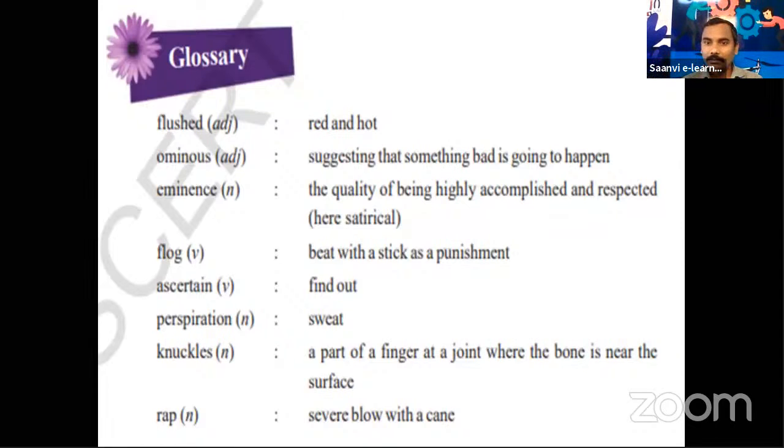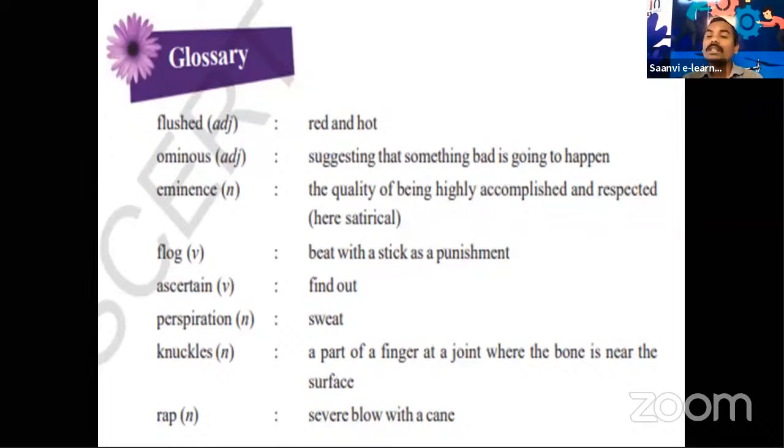Perspiration, sweat. You all know what is meant by sweat, isn't it? Knuckles, it means part of a finger at a joint where the bone is near the surface. So these joints are known as knuckles. So in your schools, you might have seen that the teachers beat you on your palm. In the past, teachers used to beat this part, the other side of your palm. And a rap, it means a severe blow with a cane, a severe blow with a stick.